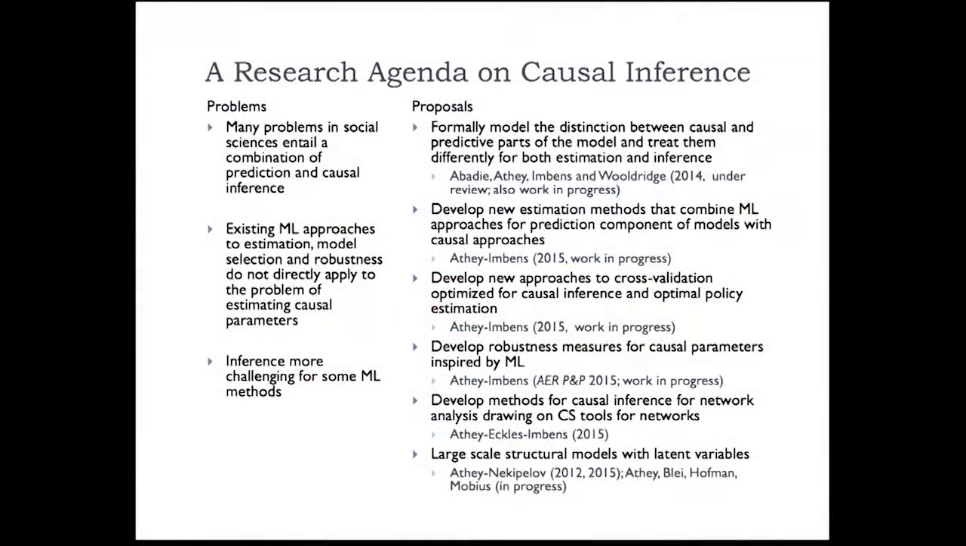So the proposals we have are to formally model this distinction between causal and predictive parts of the model and treat them differently for estimation and inference. I have a paper that's under review right now that's basically exploiting that to show that the way we do standard errors in inference in the basic linear regression models is actually wrong for the problem of causal inference. That's because the nature of the missing data problem, or the nature of what's unobserved, is different for a causal parameter than an attribute.